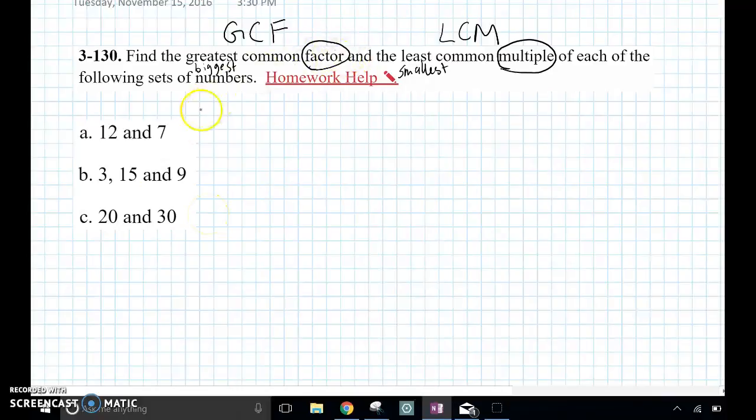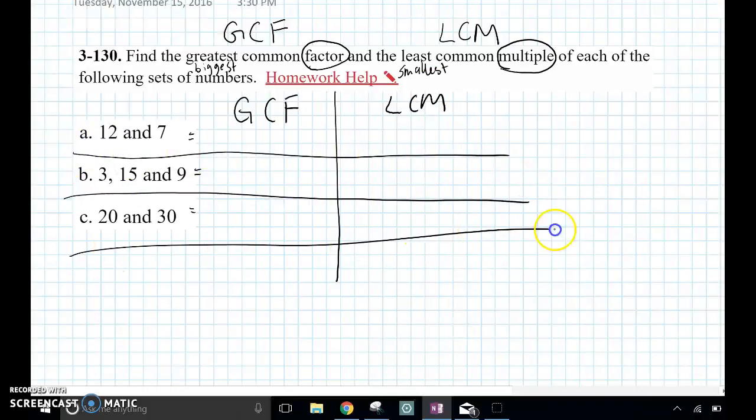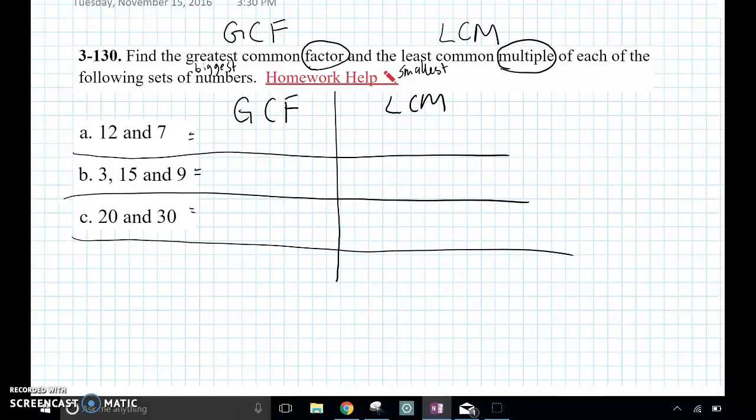So I'm going to go through and find the greatest common factors of each of these. So the GCFs will be here. And the least common multiples between these two will be here. Whoa, that's sloppy. Here we go. All right, and here's where I'm going to do my work down below. It's getting late. All right.